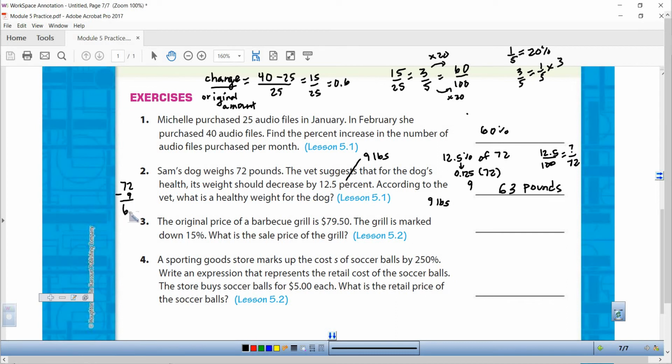Oops. 72 minus 10 would be 62. So 72 minus 9 is 63. My bad. Sometimes we get confused with the 9s and the 11s. You got to forgive us. All right. Okay, here we go. Let's go to the next question.